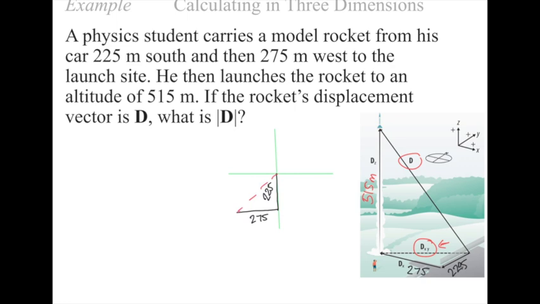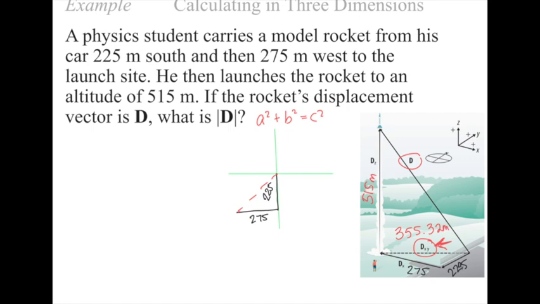How do I calculate a hypotenuse if I have the two sides of a triangle? Pythagorean theorem. So I'm going to use the Pythagorean theorem first to calculate this displacement on the ground from his car to the launch site. So what is his displacement there? If you round to two decimal places, what is the ground displacement from his car to the launch site? Right, you should get 355.32 meters. Does everybody see?